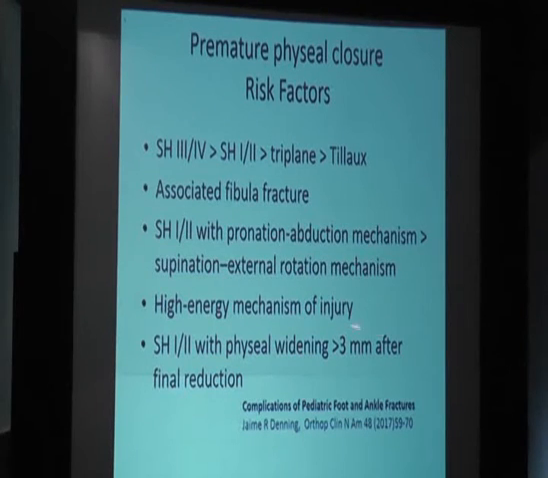This magic number of 3 millimeters has come from the study by Brahmada. They looked at about 92 patients and noticed that if the physeal widening is more than 3 millimeters, the chance of premature physeal closure is 60%, and when it is less than 3 millimeters, it drops down to 17%.